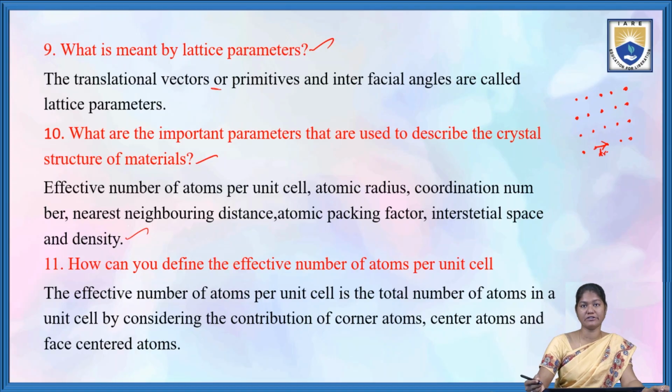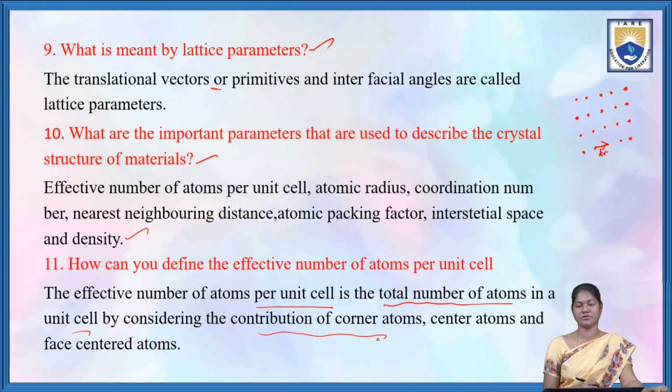How can you define the effective number of atoms per unit cell? The effective number of atoms per unit cell is the total number of atoms in a unit cell by considering the contribution of corner atoms, center atoms, and also face-centered atoms.